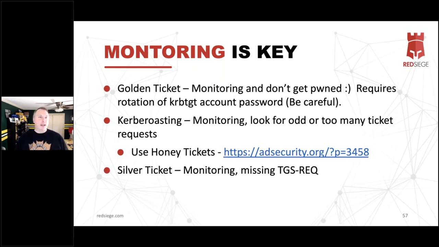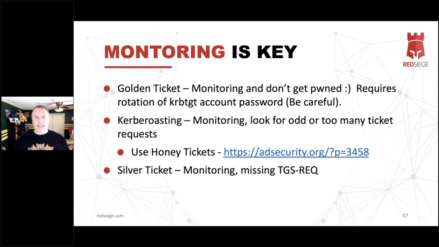Kerberoasting, the big thing here is going to be looking for too many ticket requests. If all of a sudden you've got one user on your network that is requesting tickets over and over and over again, that's a problem, right? Related to that, if Steve in marketing or Sally in accounting is all of a sudden requesting a single ticket, right? That's not normal, right? Understand your baseline. Why all of a sudden are they requesting tickets for this thing if they've never done that before?